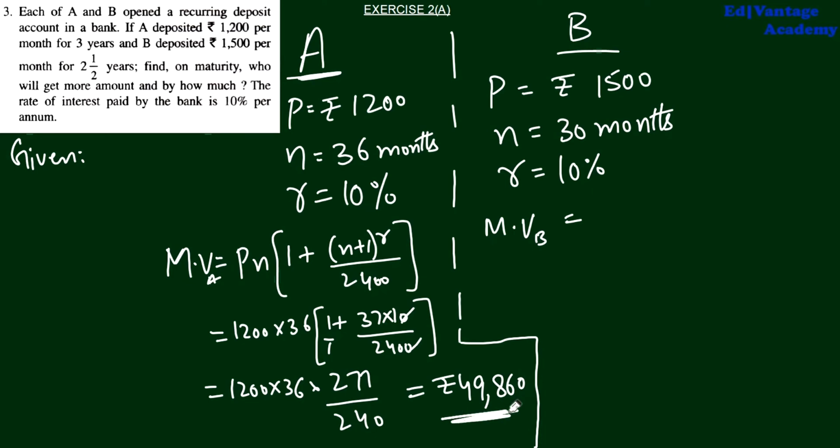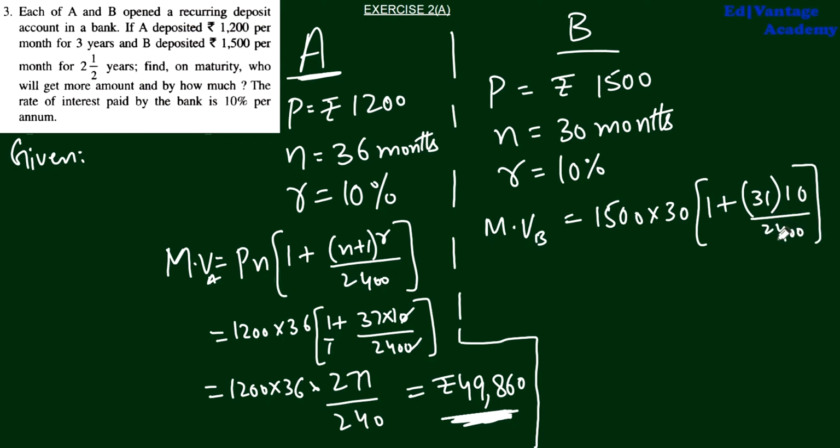It's 49,860. So this is the maturity value which A is getting. This amount includes A's total deposit and interest. For B also, if I use the same formula for maturity value, that's P into N, 1 plus (N plus 1), 30 plus 1, 31 into R by 2400. Please be careful with this 2400. It's only for this part, not for the 1. For the 1 you have to take it as LCM, as plus is in between.